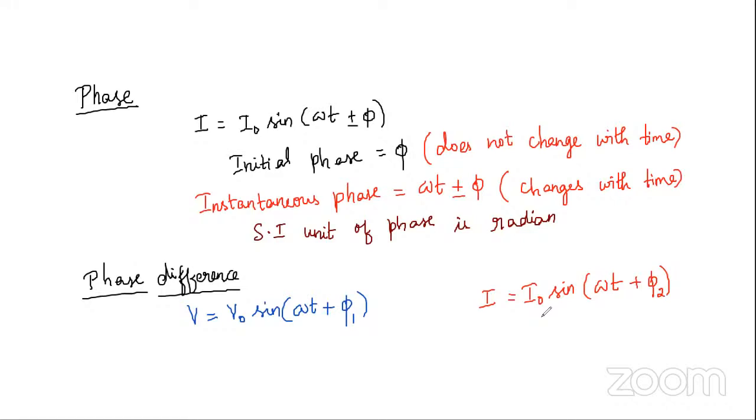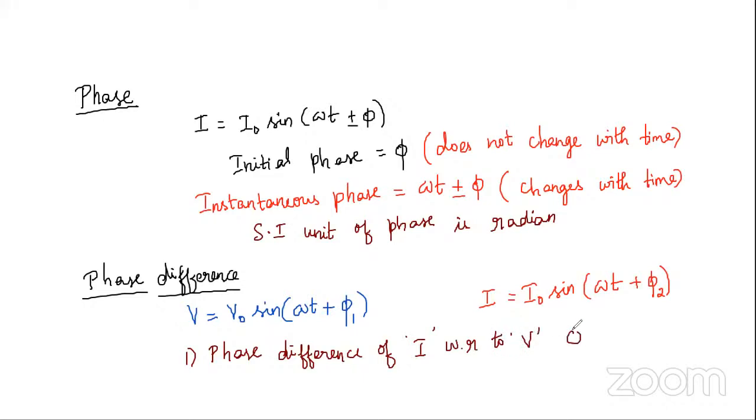So here, the phase difference of current with respect to voltage. How we can find out? I will be telling you now. So the first thing is the phase difference of current, or I, with respect to voltage V.